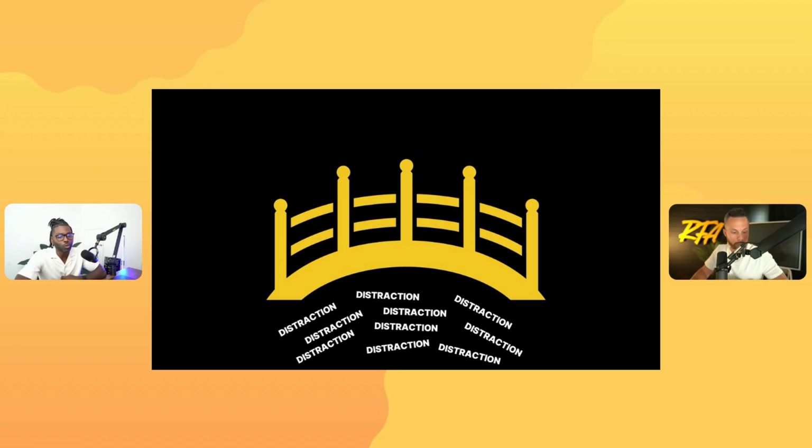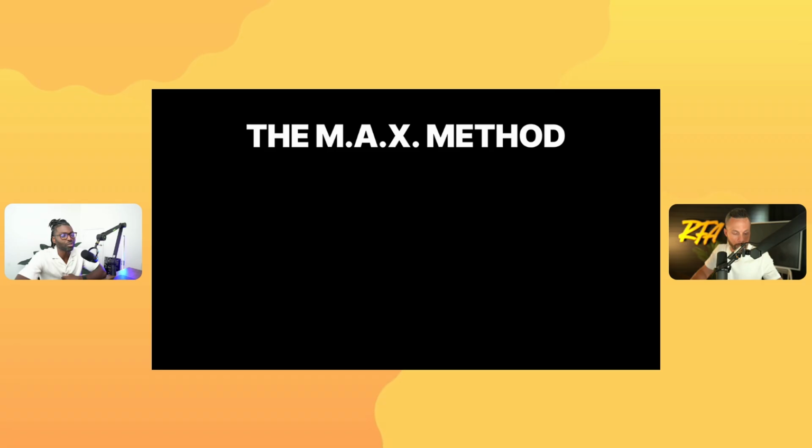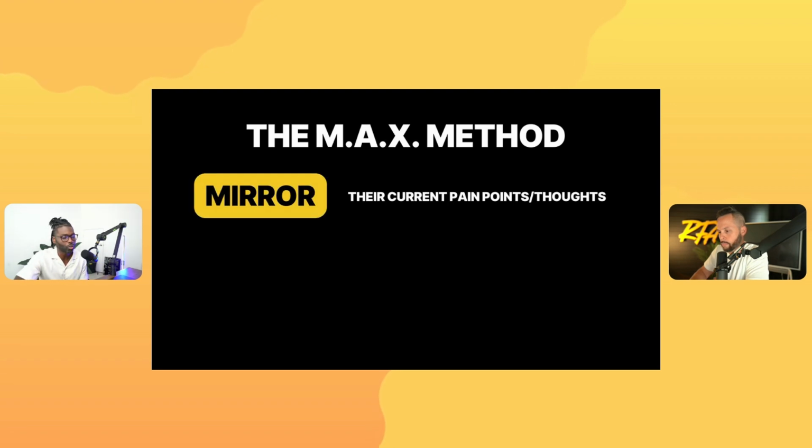The way that the value bridge works, there's a specific method that we like to use in our content, and it's called the MAX method. And this is going to allow you to gain the maximum amount of attention in your value bridge. So here's how it works. Number 1, you want to mirror their current pain points or their past thoughts, right? So, and I'm going to give you examples of this, but essentially what you're doing is you're talking to them about their pain points that they've struggled with in the past, okay?